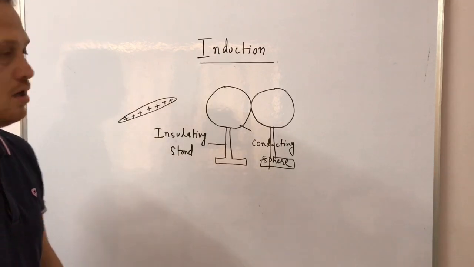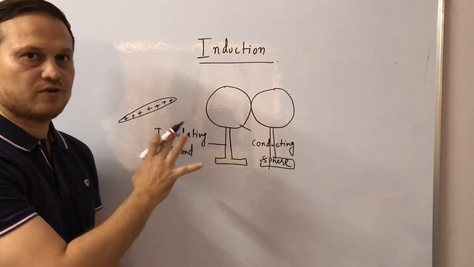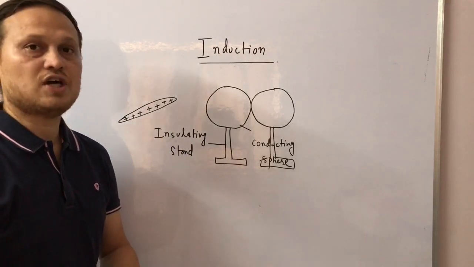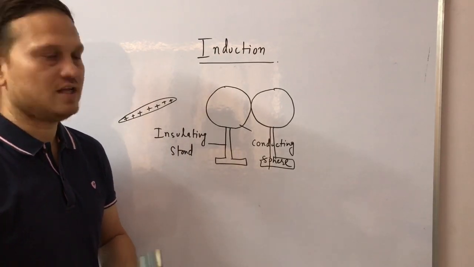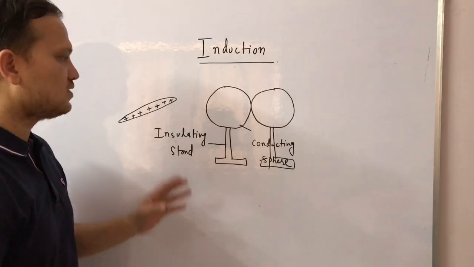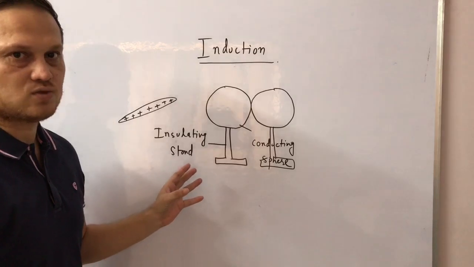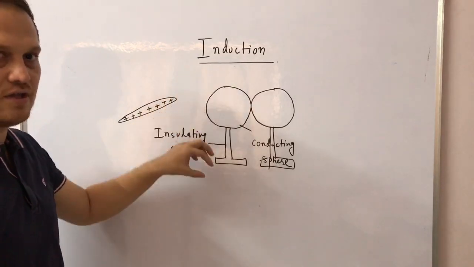Now look here, we all know the difference between conductors and insulators. Conductor means the charges can move freely and easily, that is what a conductor is. In insulators, the charges cannot move freely and easily, so that is what an insulator is. That is the difference between conductors and insulators.